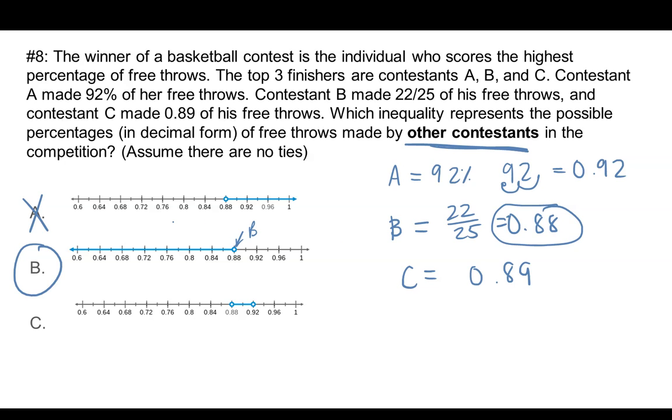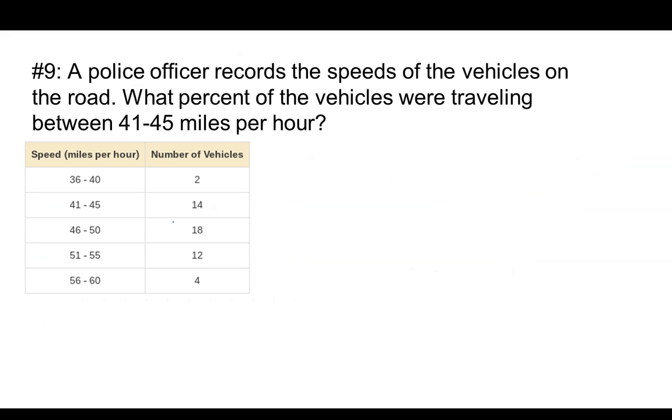Okay? All right, number 9. A police officer records the speeds of the vehicles on the road. What percent of the vehicles were traveling between 41 and 45 miles per hour? So you are going to want to find what percent of the vehicles were traveling between 41 and 45 miles per hour. So pick your answer.